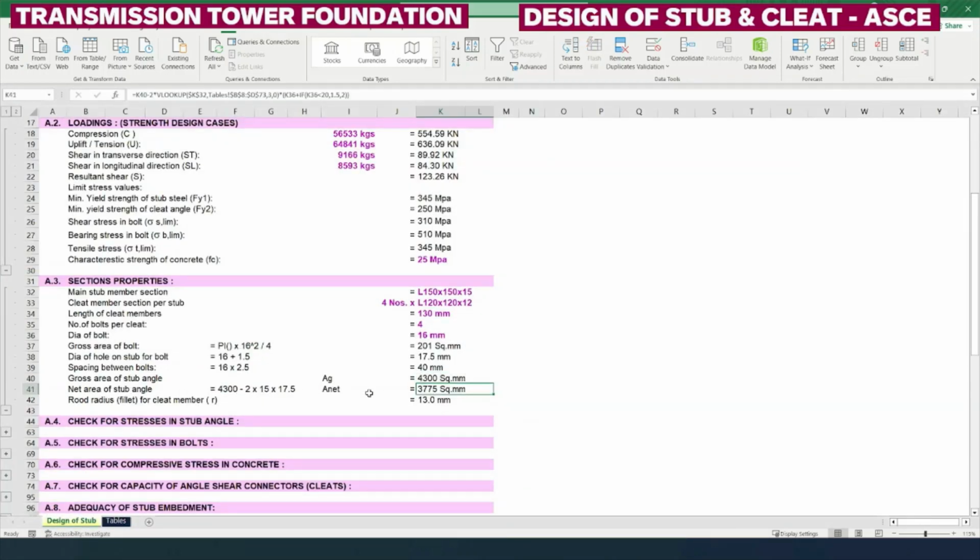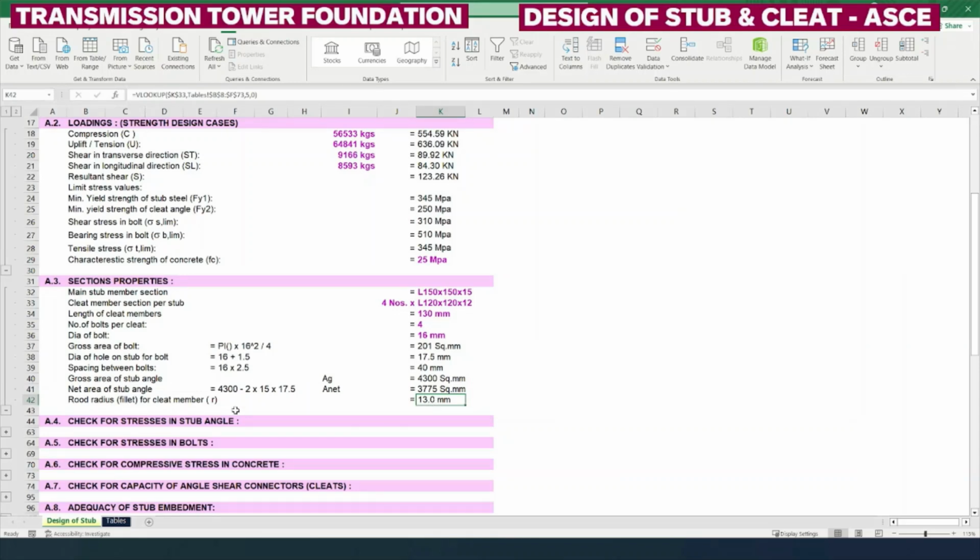The net area of a stub angle is the deduction from the cross area of the stub angle. Actually this net area is nothing but the stress area. In that we need to deduct 2 times the hole diameter into the thickness of the stub. So here the hole diameter is 17.5, multiplied by 15, the thickness of the main leg member. So 2 times that should be deducted from the cross area, so that the net area of the stub angle is 3775.